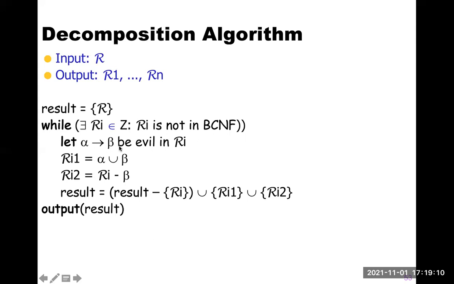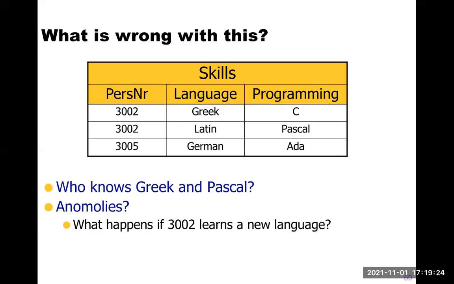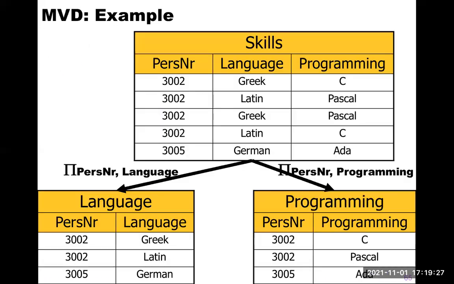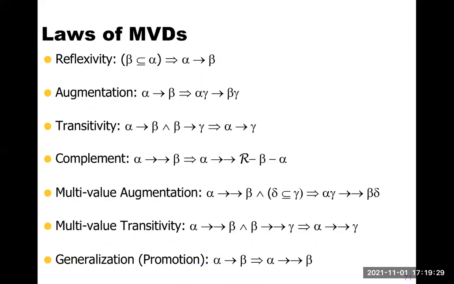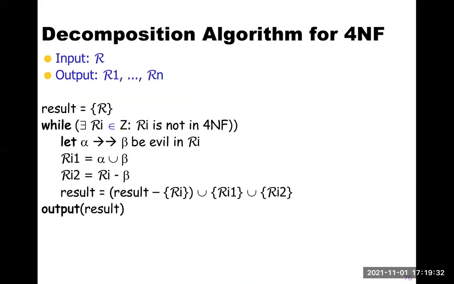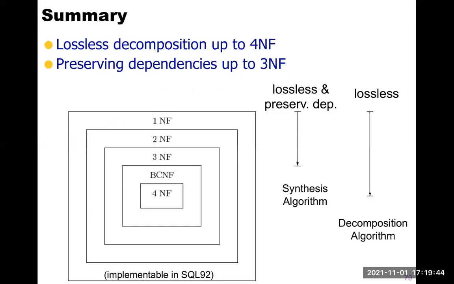And the process of decomposition is the same. If a dependency is found, everything in that dependency becomes a new table, and so on. And in fourth normal form, we just check not for functional but for multi-value dependencies. It's the same actions if you find such a dependency. That's the summary.